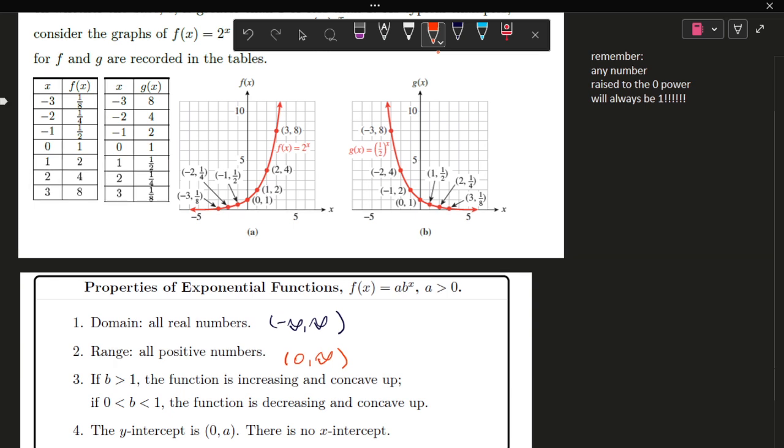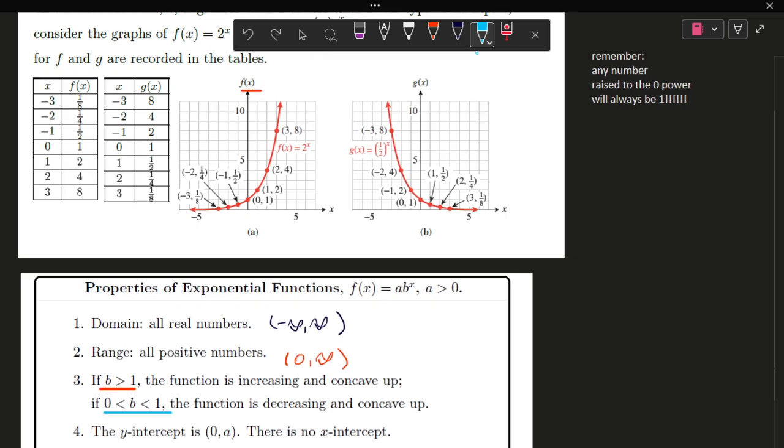And then it's saying if b, as in the number right here, this multiplier, is greater than 1, then the function is going to be increasing and concave up. Hence why we have f of x, right? So if b is greater than 1, the function is increasing concave up. That's this function right here. Then it says if b is greater than 0 but less than 1, then the function is decreasing and concave up. So that would be g of x in this situation. It's decreasing, but it's still concave up, as in it still looks like it's going upwards.